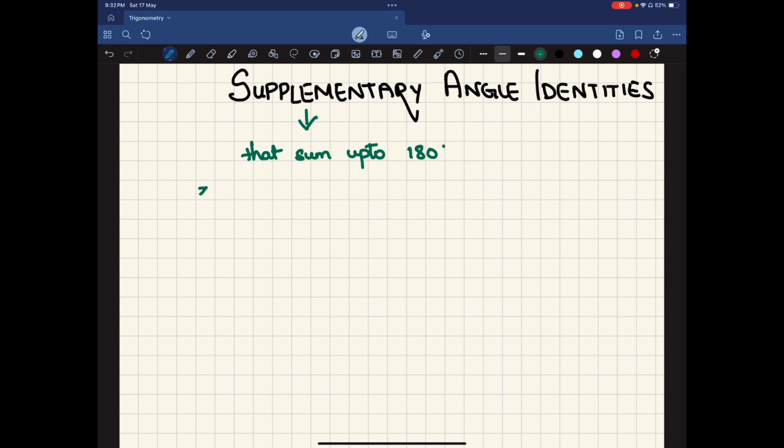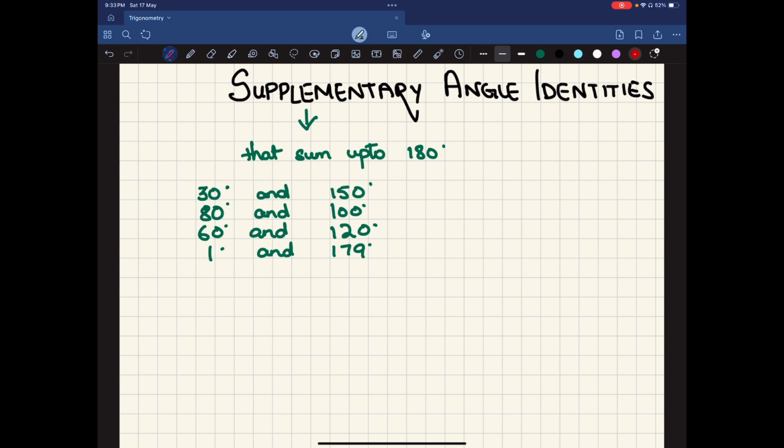So 30 and 150 are supplementary angles. 80 and 100 are supplementary angles. 60 and 120, supplementary angles. 1 and 179, supplementary angles. Basically, two angles that add up to 180 degrees are known as supplementary angles.